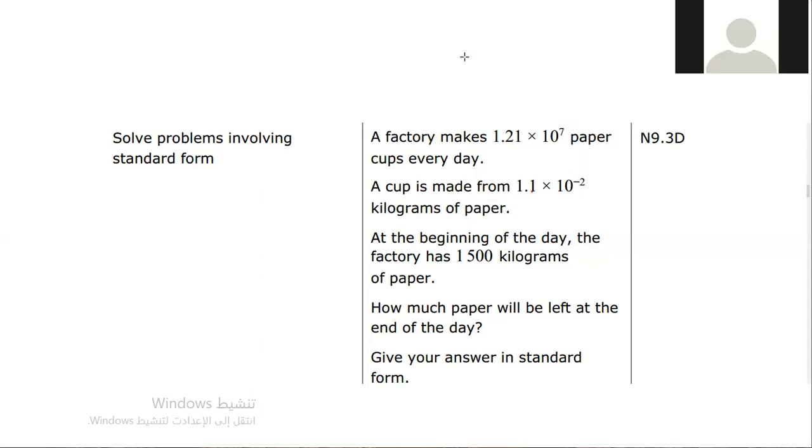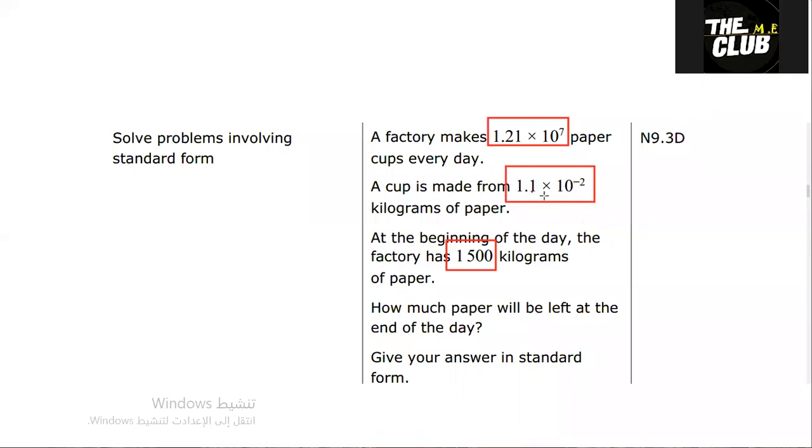First thing you do is convert the standard form into ordinary numbers. You have to make all of them standard or make all of them ordinary. It's up to you. You can work with ordinary numbers. A cup is made from this kilogram.